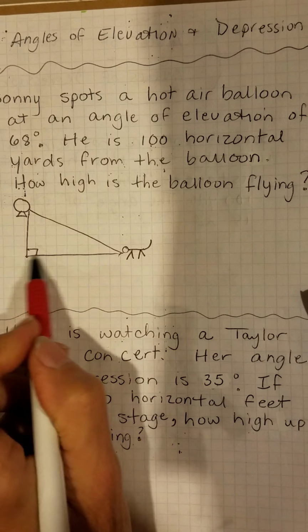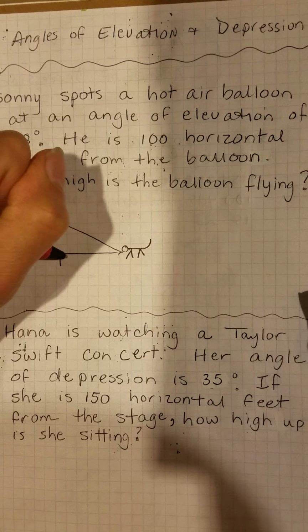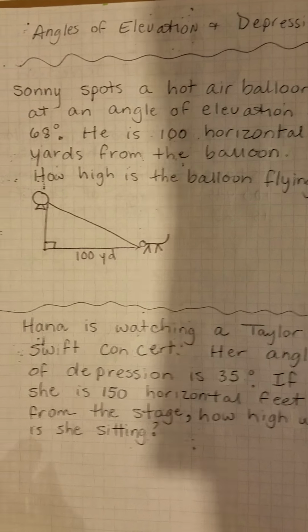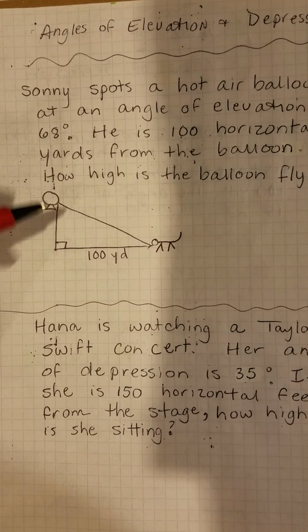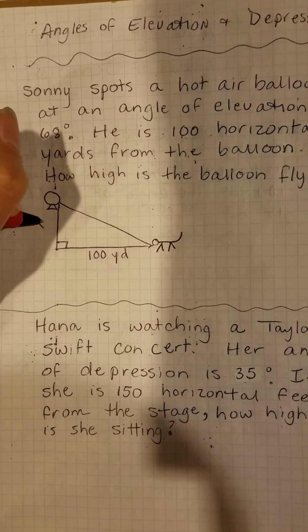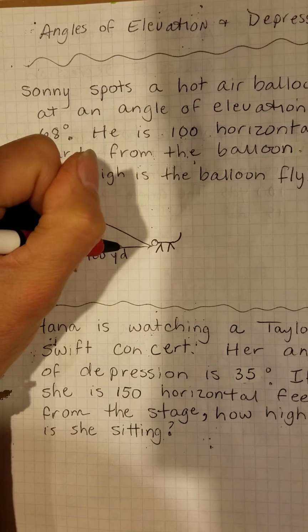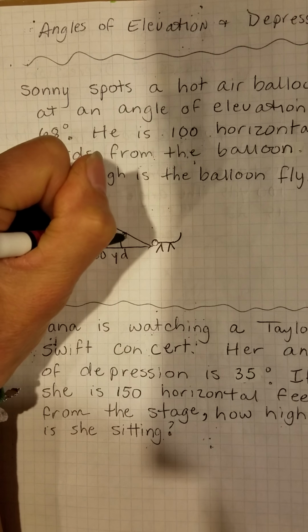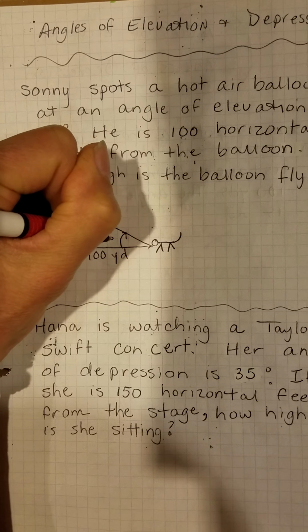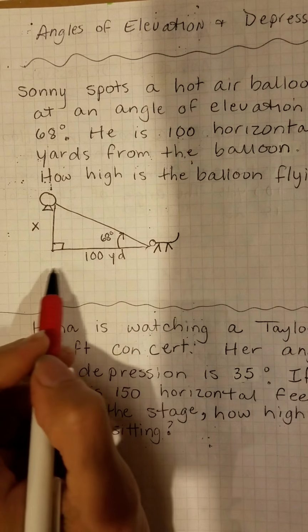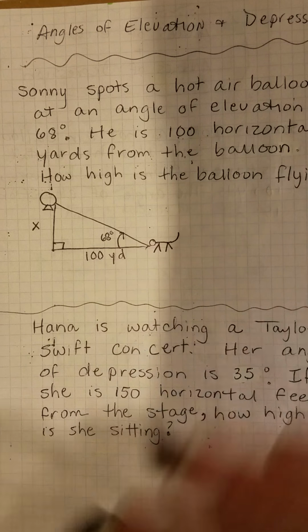Horizontal means the ground distance, so I'm going to label that 100 yards. We need to know how high the balloon is flying, so I'll give that an X. And angle of elevation, that's the eyes looking up, 68 degrees. Okay, so there's my triangle. And once you see a triangle like this, you know what to do because you just watched a video on it.